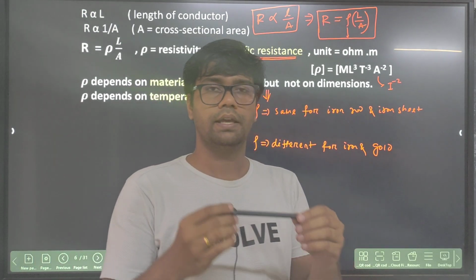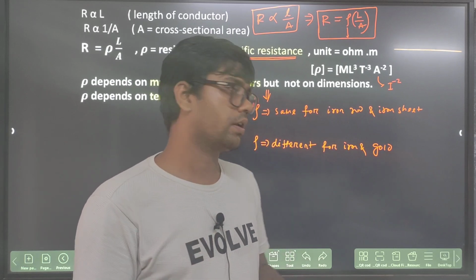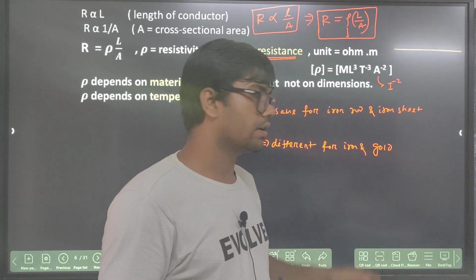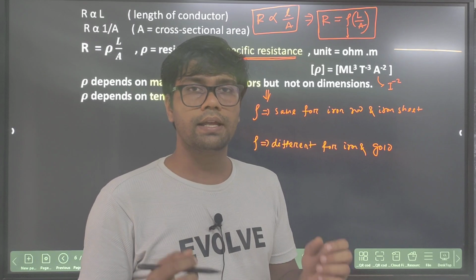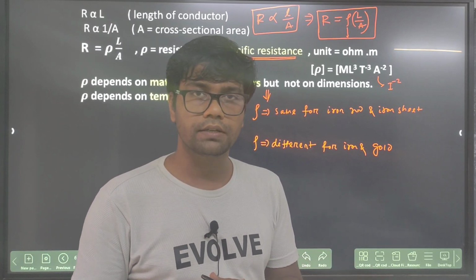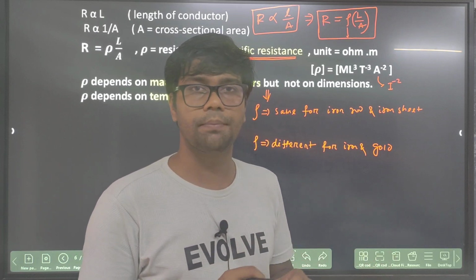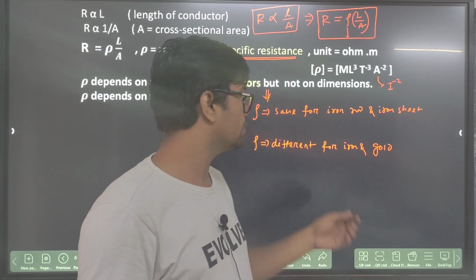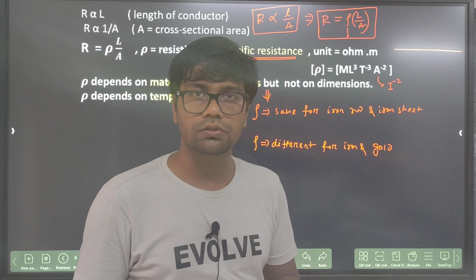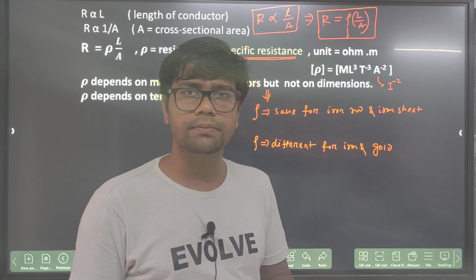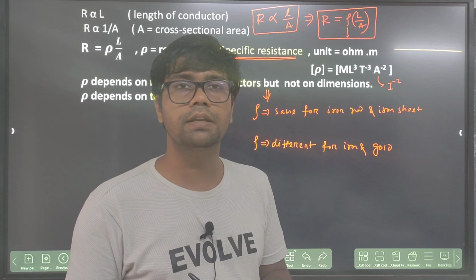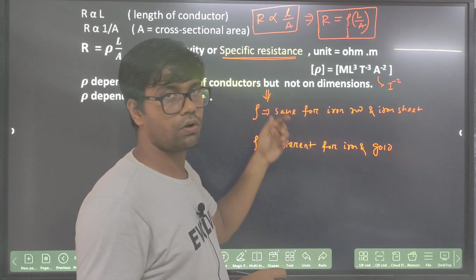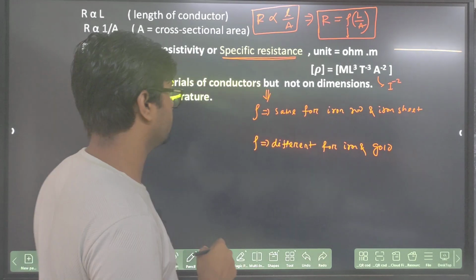Resistivity: if you take a wire of copper, a wire of gold, and a wire of iron, gold and iron will give you different resistivity. If you make the dimensions the same, let's say you take a rectangle of gold and a rectangular area of iron, a metal sheet, both will give you different resistivity even if their dimensions are the same. Clear? Resistivity depends on the material, not the dimensions, right?